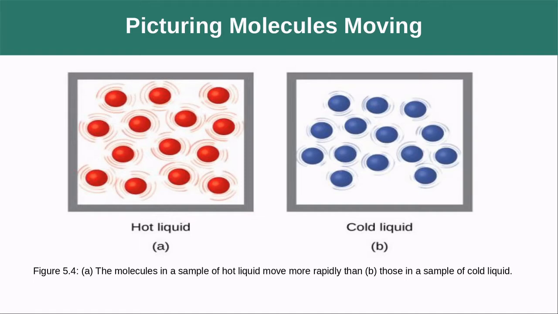So you can see that in this example where our hot liquid has particles that are vibrating quite rapidly, a lot of them moving around. Whereas in the cold liquid, they start to get a little bit closer together and they're not vibrating quite as much as they were before.